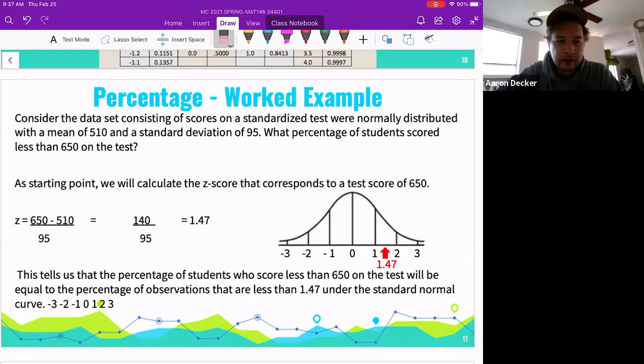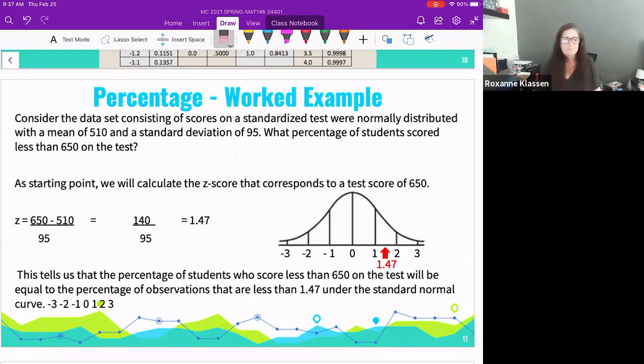Do normal rounding rules apply there? So if it'd be 1.45, you would still stick with the 1.5? Yep. Got it. Okay, exactly. Good question.